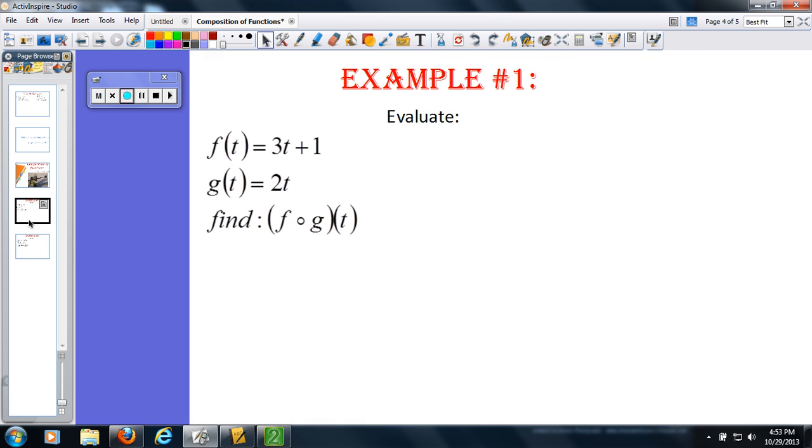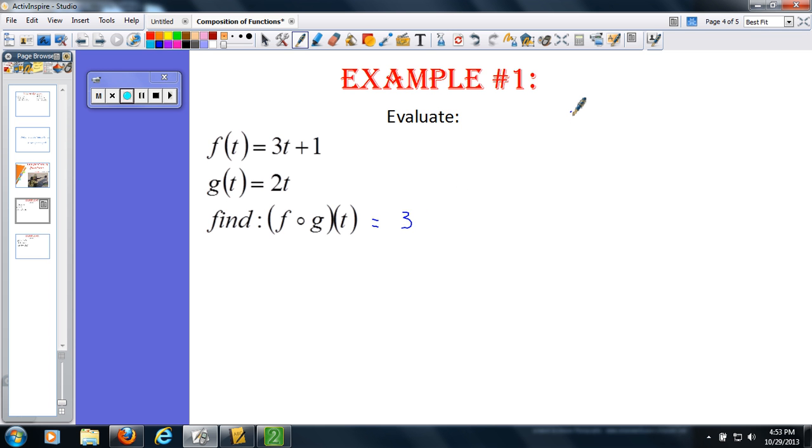So let's look at question number one. In question number one, it tells you that f of t is 3t plus 1 and g of t is 2t, and it asks you to find f of g of t. So the little open circle means "of," okay? So all that means is you're going to write f of t. So this equals 3.